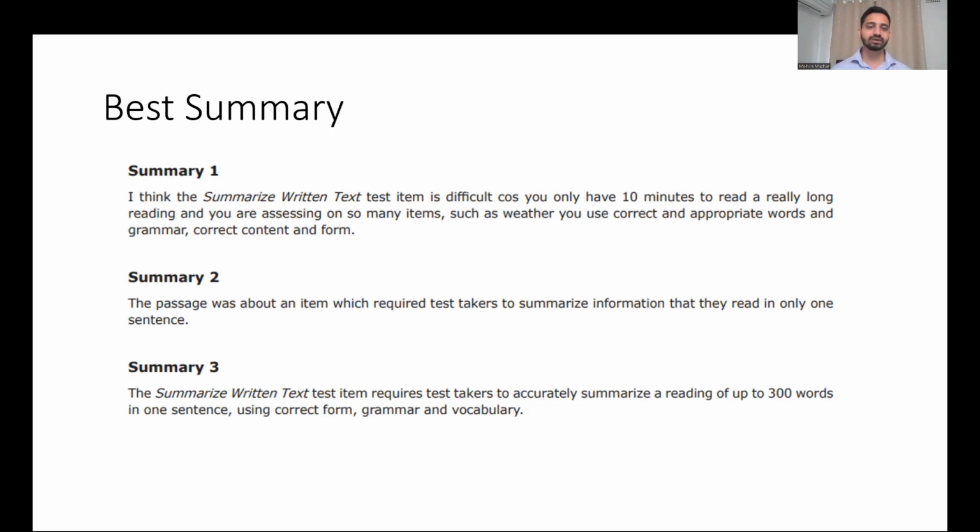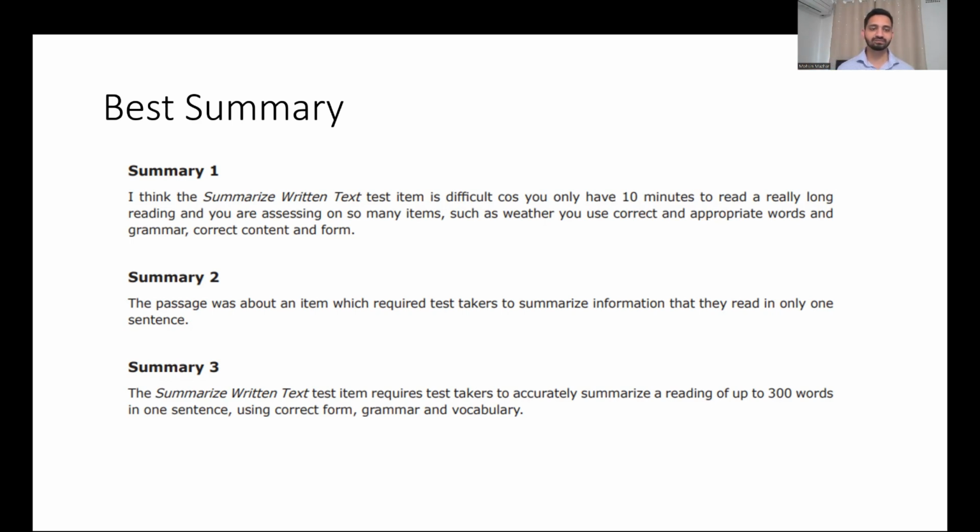The passage was about an item which required test takers to summarize information that they read in only one sentence. Some of the information is wrong here, but also, the passage was about. So this one is writing in the past tense, was about. This is not how you want to write the summary. This shouldn't be in the past. You can't use past tense. You have to use simple present, and you have to summarize the written text.